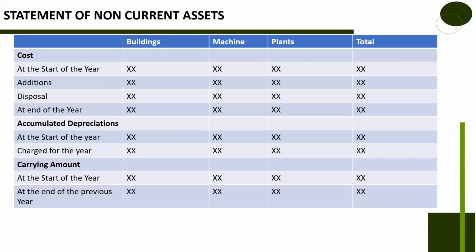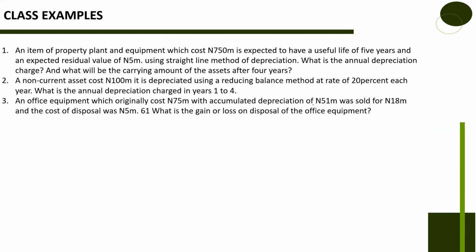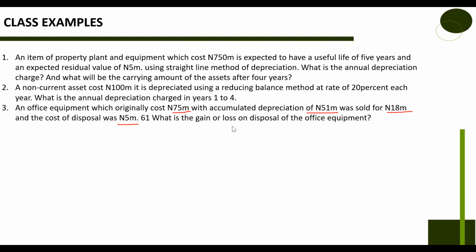Now let's go. Let's see if we can take the last question. An office equipment which originally cost 75 million naira with accumulated depreciation of 51 million was sold for 18 million and the cost of disposal was 5 million. What is the gain or loss on the office equipment?